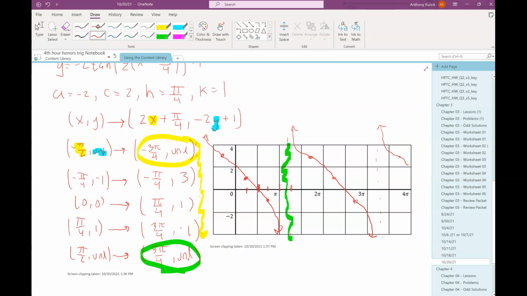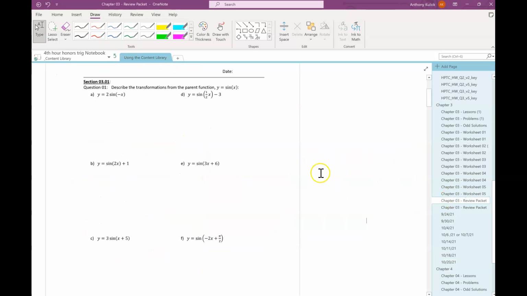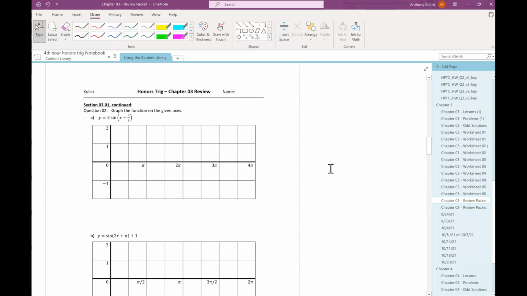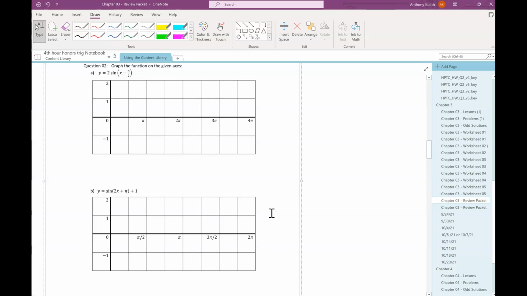Who else? Amy. On the answer page for the review packet, I was a bit confused for question 2, part A and B. Because what are the reference points in those cases? Are they different? No, it should be the same set of reference points.